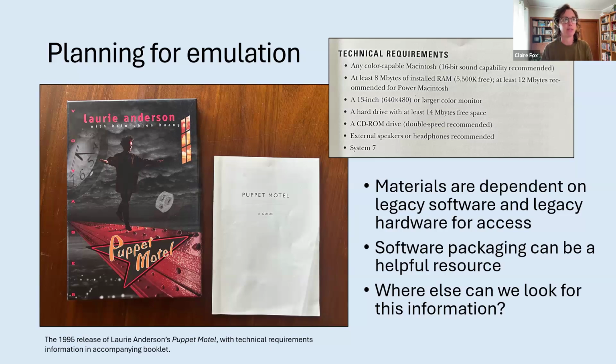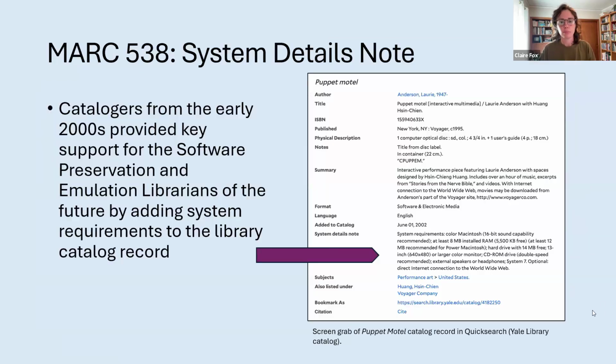But when we're thinking about dependencies, there's also another source that we can use to compare to packaging, or if packaging is not available, we can look to the Yale Library catalog. And there's information there that can help us out. So I'll go to the next slide. Thank you. On this slide, you can see a screen grab of the catalog record for Puppet Motel in Quick Search, which is the Yale Library catalog.